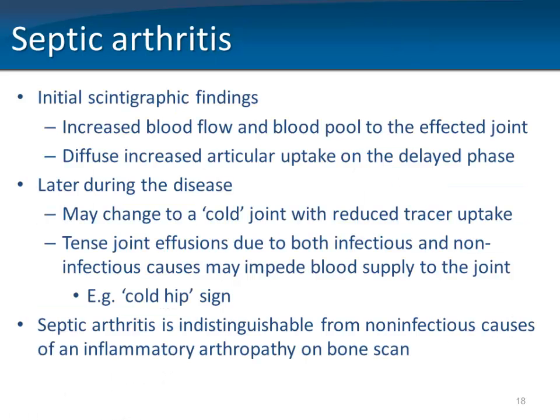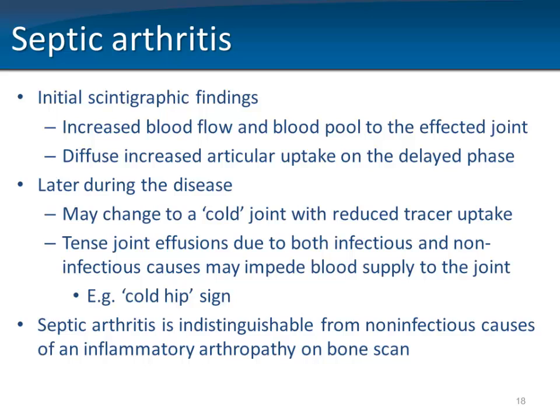So moving away from the osteomyelitis to the septic arthritis, the classic findings you all know: you have increased blood flow and blood pool activity on the affected joint. However, late phase images can routinely show just diffusely increased periarticular uptake, so not that much to see.